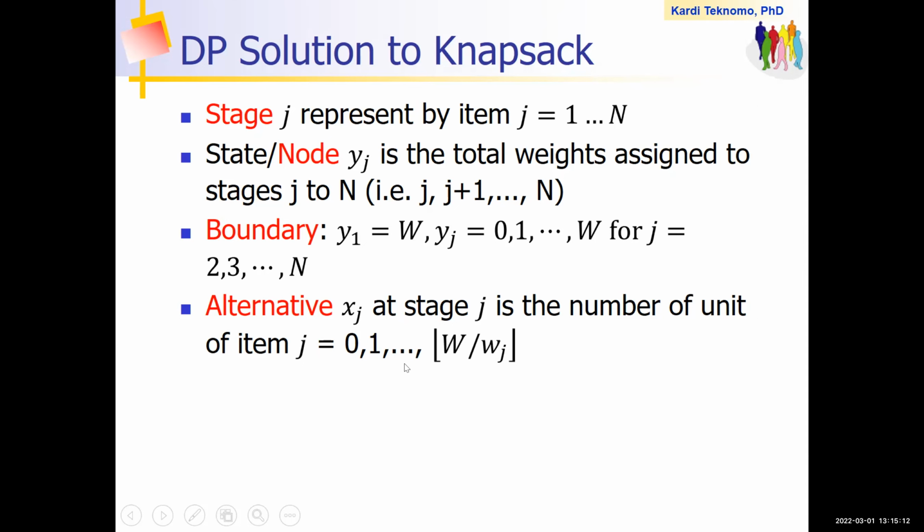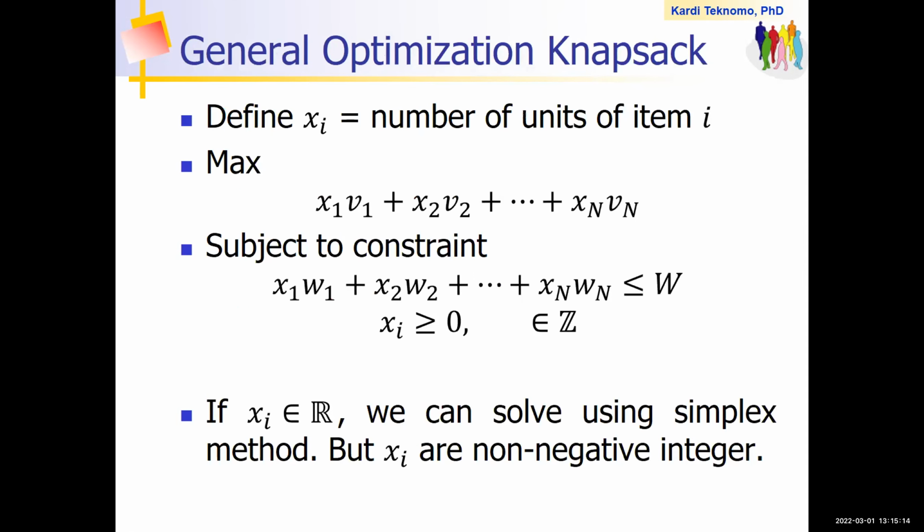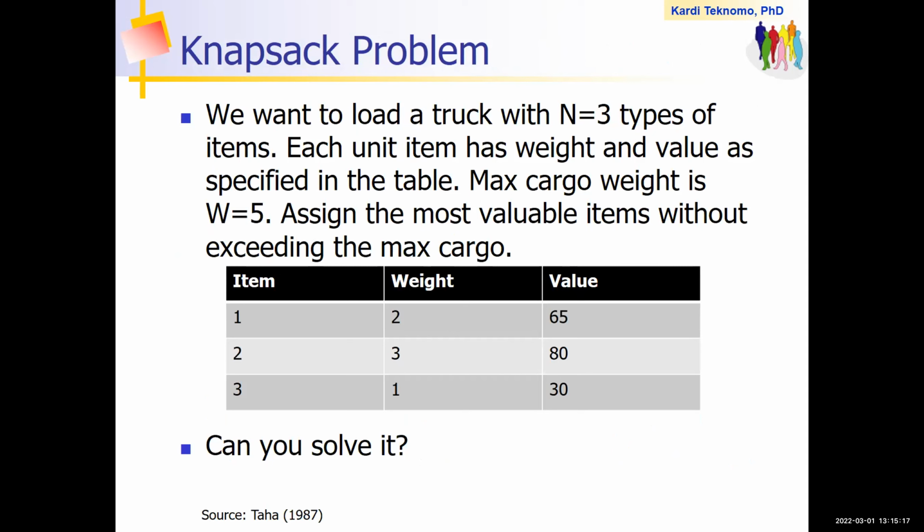So how many items do we have in this problem? 3. Yeah. So we have 3 stages because the number of items is only 3.